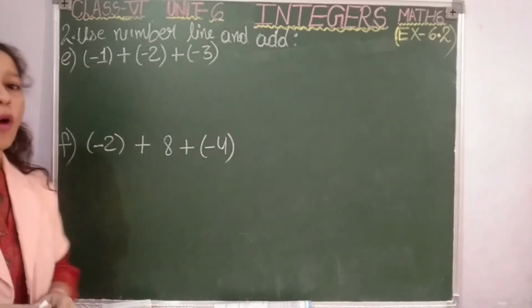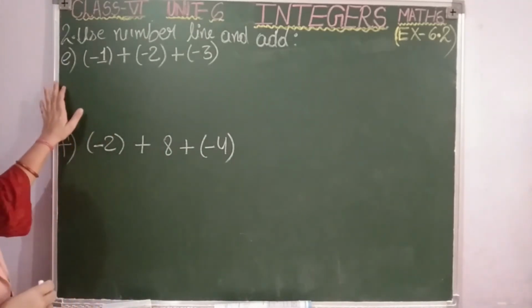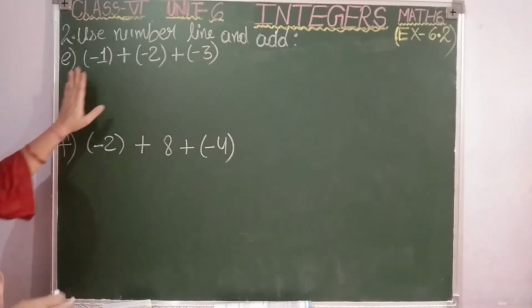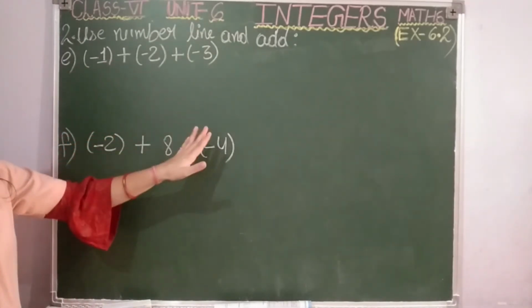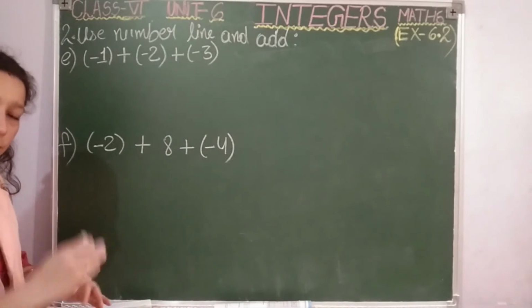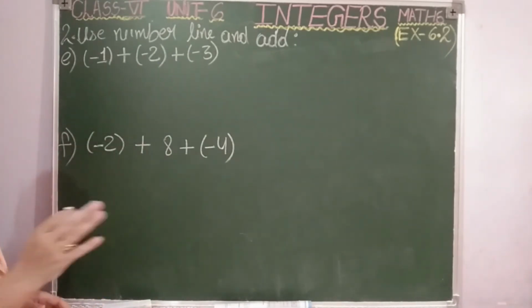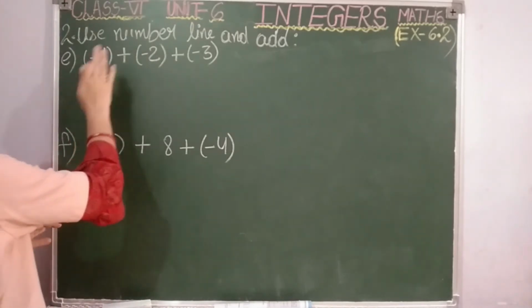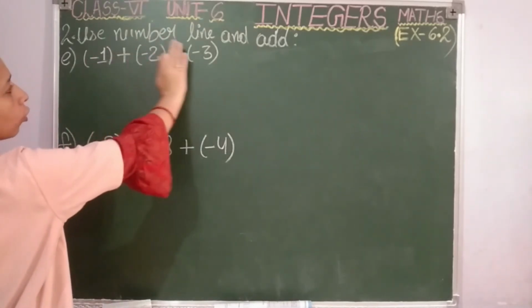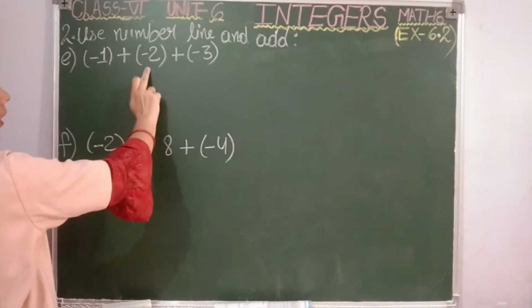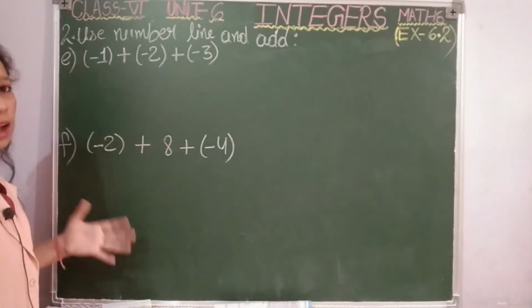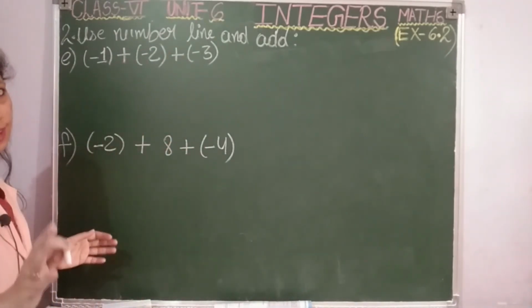Students, question number 2, point D will be your homework. I am telling you point number E. Here you will see that you have to add 3 integers. No problem, we can add 3 or more than 3 integers also, but you should know the way. Okay. So again see the numbers: minus 1, then what I told you, ignore the plus sign. Minus 1, then minus 2 and minus 3, means we are going to work with negative integers only.